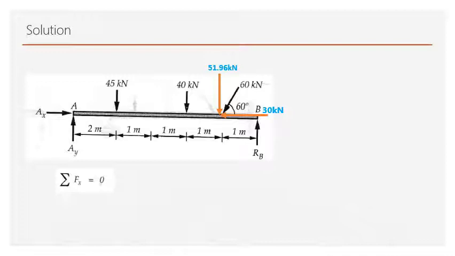Sigma Fx is equal to 0. How many horizontal forces are there in the beam? One is the horizontal component of the reaction at point A, Ax, and the other is the horizontal component of the 60 kilonewton, that is 60 cos 60, that is equal to 30 kilonewton. Ax is acting towards right, so plus Ax, 60 cos 60 is acting towards right, so minus 60 cos 60, that is equal to 0. Okay, so Ax you get as 30 kilonewton.